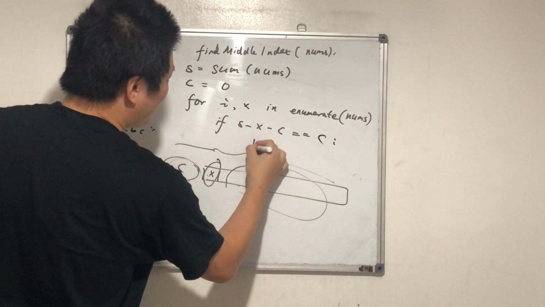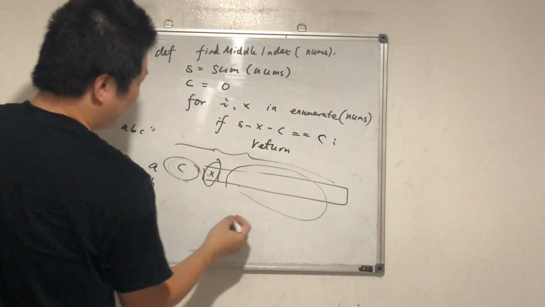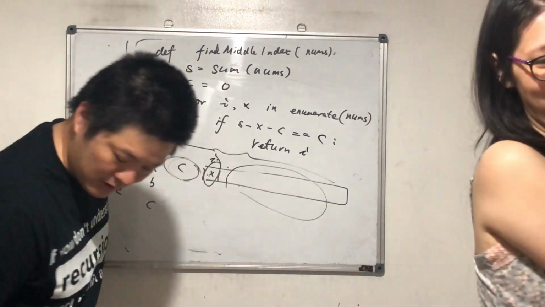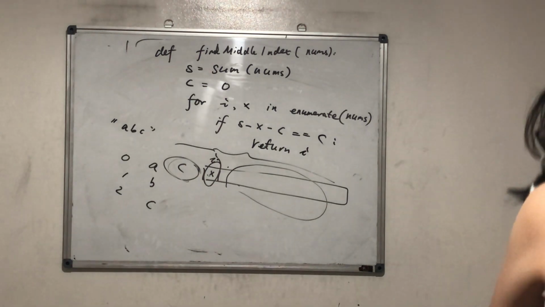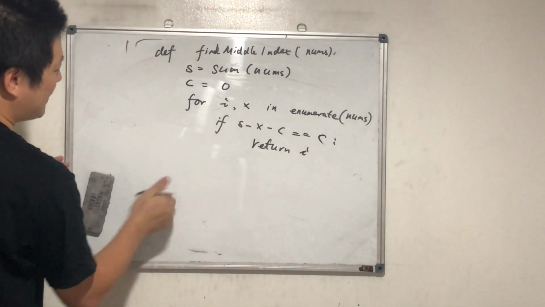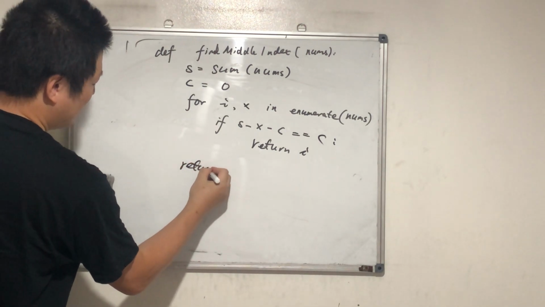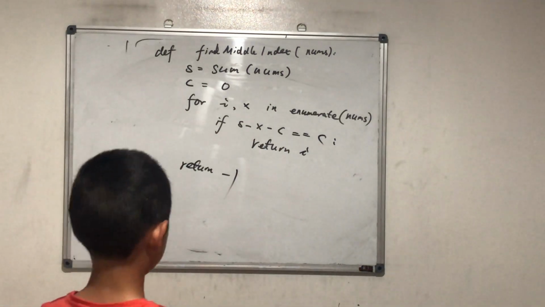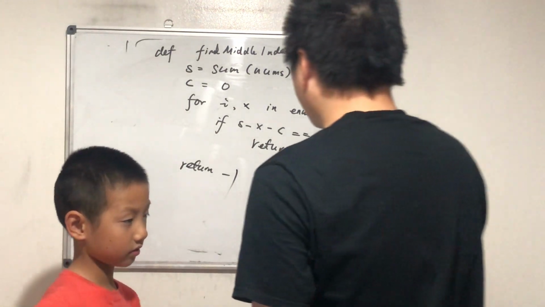If so, return what? What's the index? Return i, right? That's it. And now what should we do otherwise? Return minus 1 here. Minus 1, that's no answer, okay?